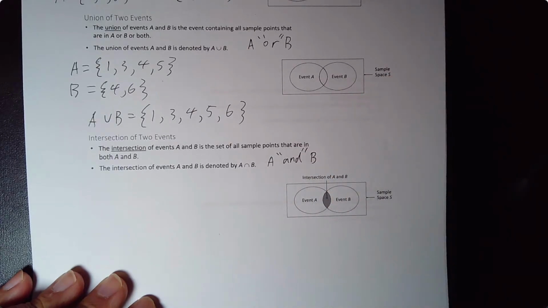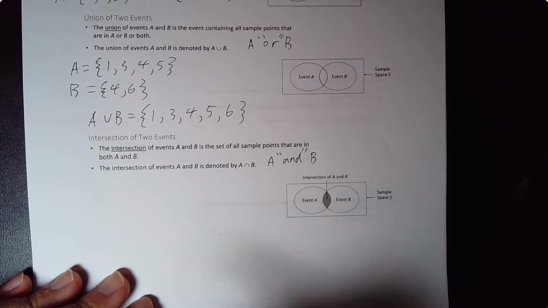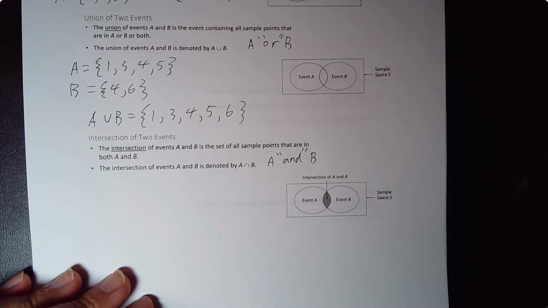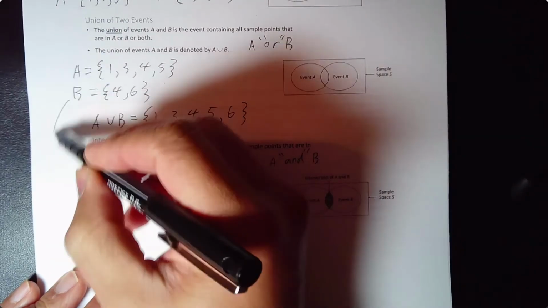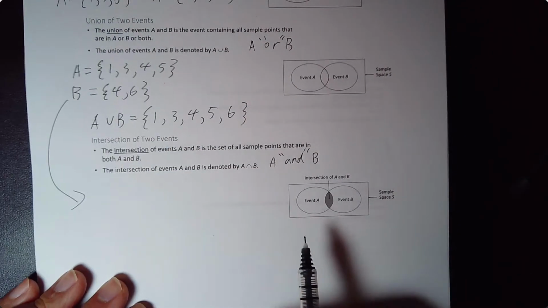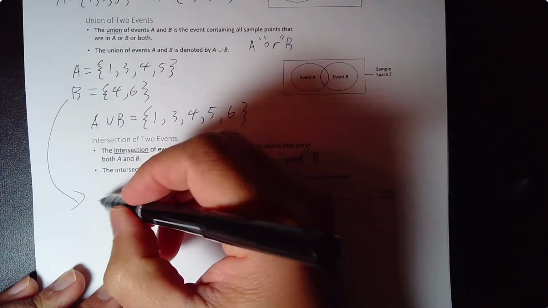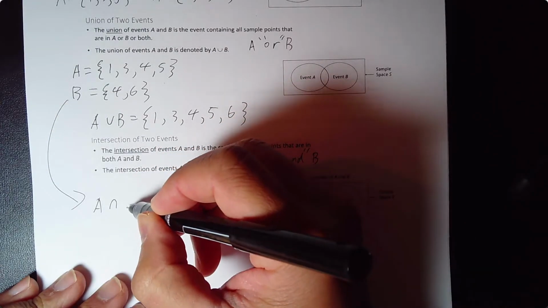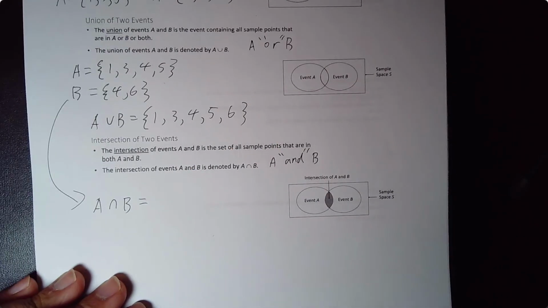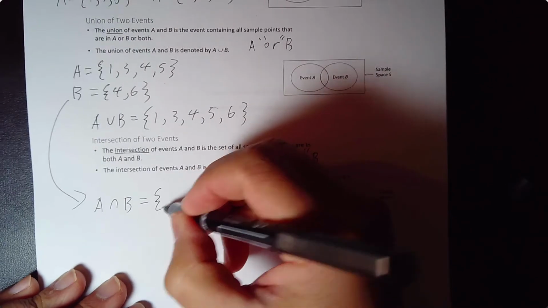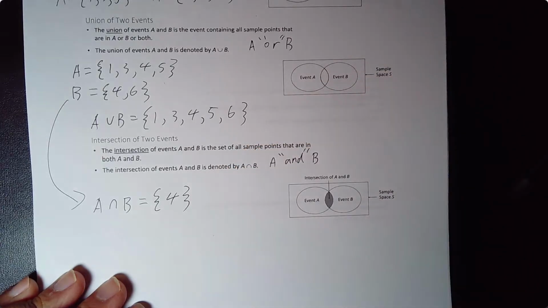So then we only consider the sample points that are in both, that qualify for both. So let's continue with this earlier example, A and B. I'm not going to redefine them. Then what is A and B? What sample points are in both? In this case, there's only one. That is 4.